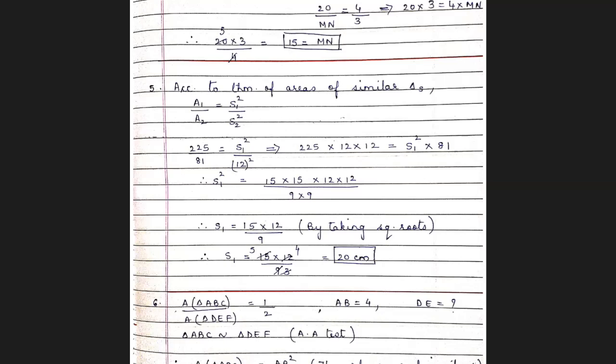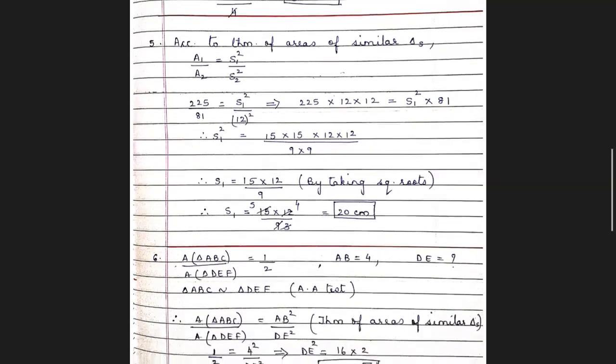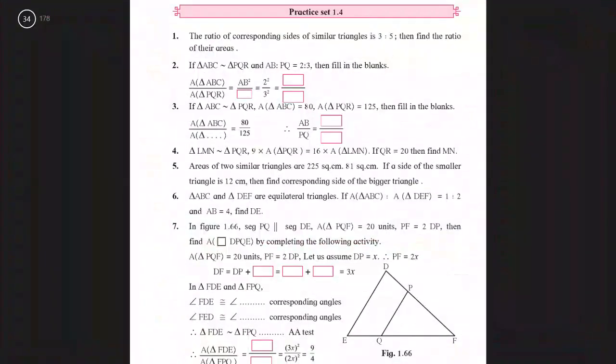Rest all is similar. You have to cross multiply. 225 into 12 into 12 equal to S1 square into 81. Find out S1 square. Take square root. So you get 15 into 12 upon 9. Cancel out whatever is common. S1 you get answer 20 centimeter. Okay. So that's question number 5. Next, we go to question number 6.